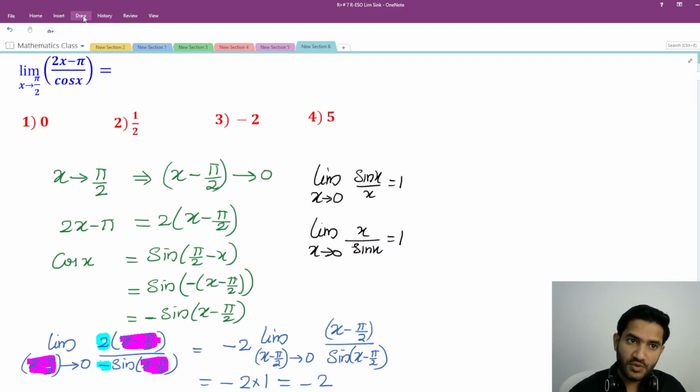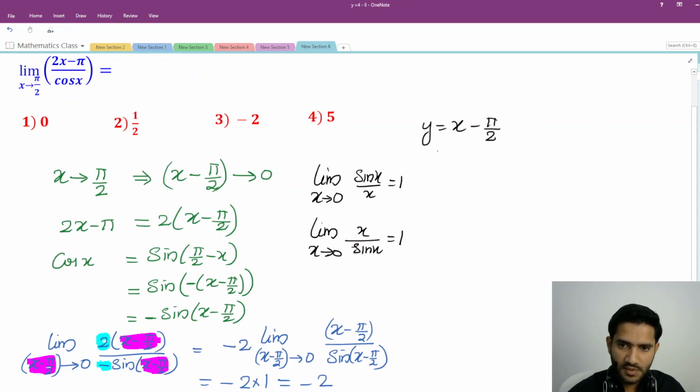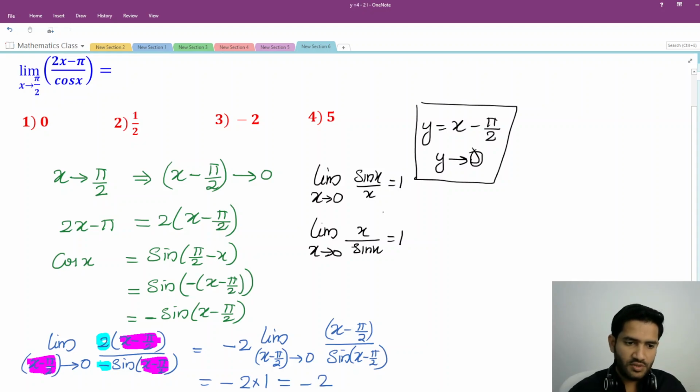Look at here, if you want you can substitute. For example, we can substitute y equal to x minus pi by 2. It's another method. Then you can write y tends to 0. If you want you can substitute like this. You can use any method. Then you can write limit y tends to 0, y by sine y is equal to 1.